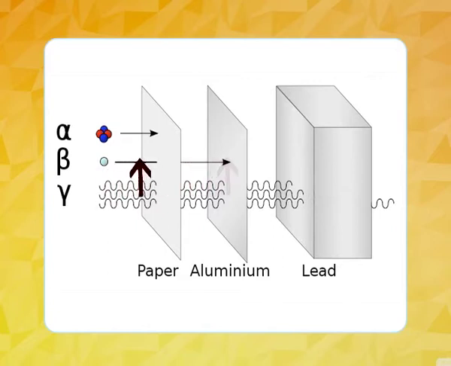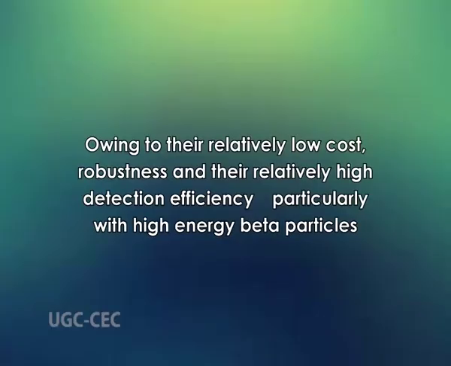End window GM detectors are still used as a general purpose portable radioactive contamination measurement and detection instrument, owing to their relatively low cost, robustness, and their relatively high detection efficiency, particularly with high energy beta particles.